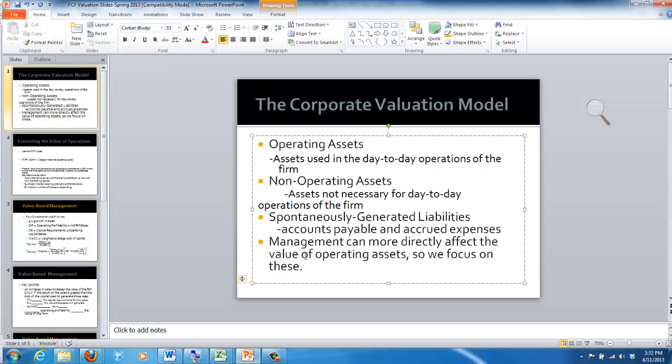Management can more directly affect the value of operating assets, so we tend to focus on those. And ultimately, because we're thinking of the firm as a going concern, in other words, we expect it to continue forever, at least in our valuations, we really focus on the operations of the firm, not the additional assets that they have that they don't need for operations. We'll add those back in after we determine the corporate value.